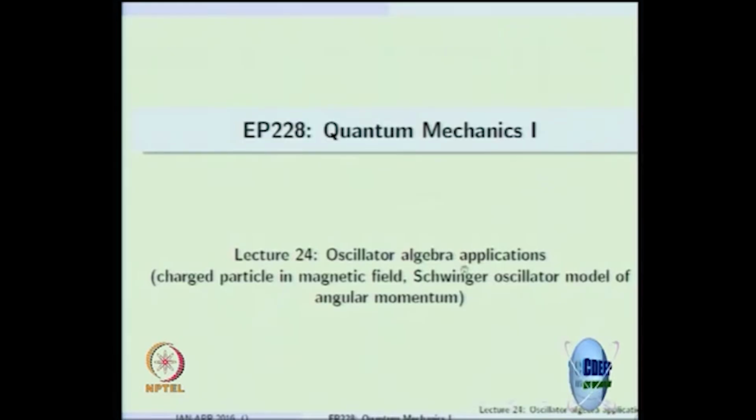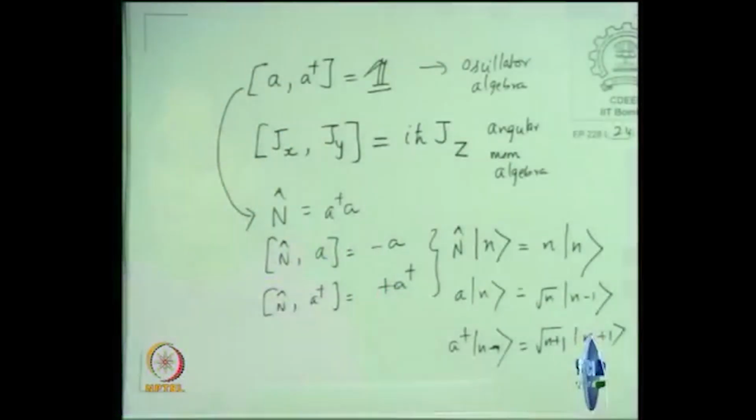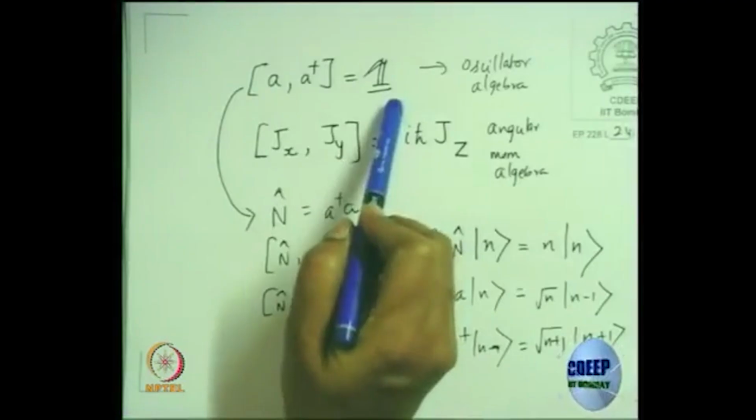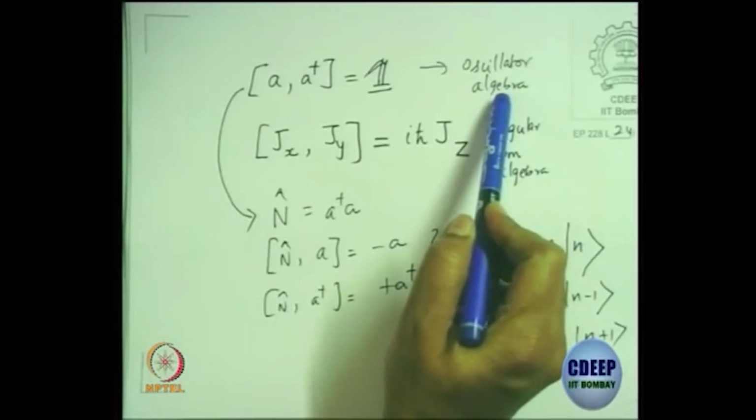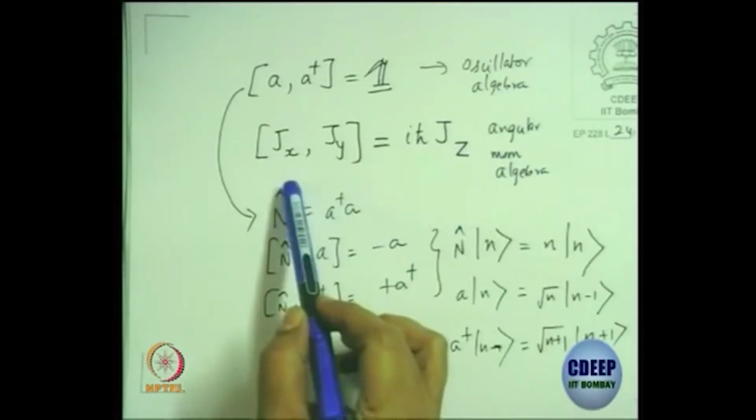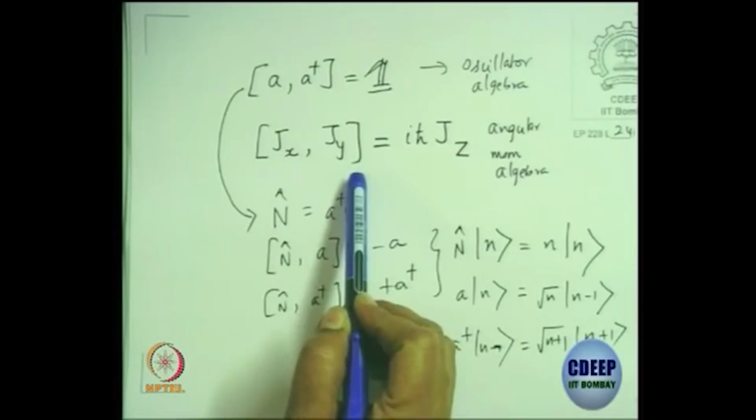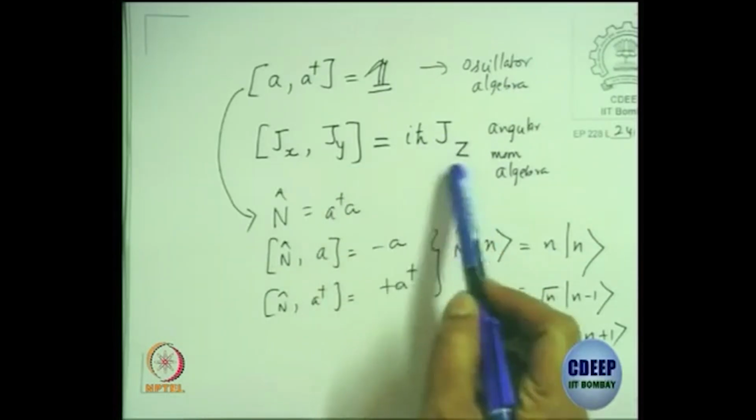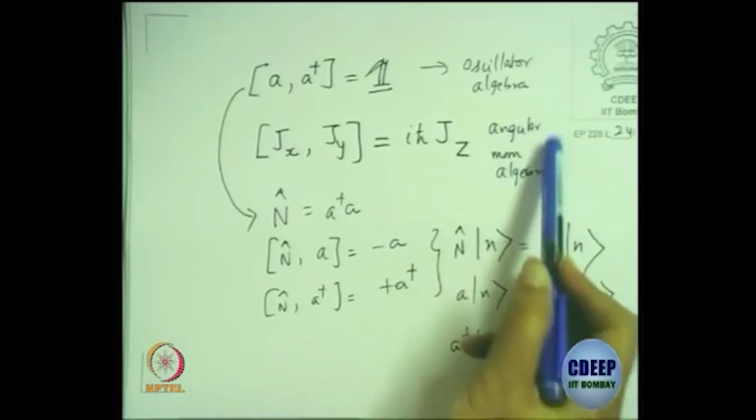If you recall, we did this in the last lecture, last week. The harmonic oscillator, we had [A, A dagger] as identity. This is what we will call an oscillator algebra, and [Jx, Jy] as i h cross Jz. This is what we will call an angular momentum algebra.